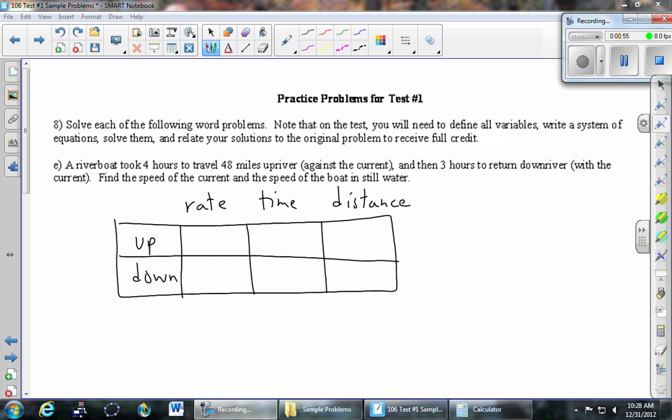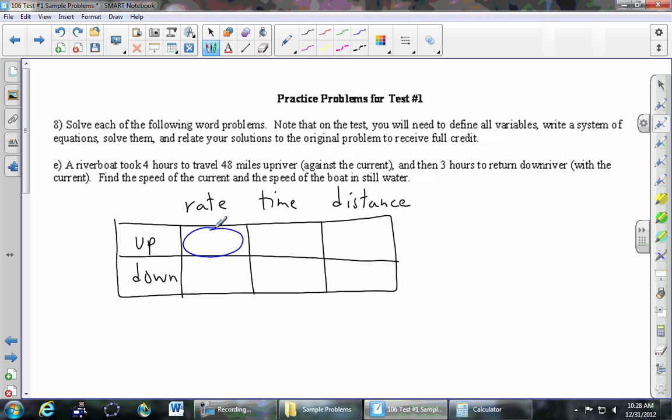So we need to know the rate at which we travel upriver and the rate at which we travel downriver. Well, actually, those things are very much related to the things we're trying to find here, the speed of the current and the speed of the boat in still water. So even at this stage, I think we need to introduce and define some variables before we do anything in the table. So let's go ahead and define our variables. Variables are going to be right here, the speed of the current and the speed of the boat in still water. So I'm going to let C equal the speed of the current.